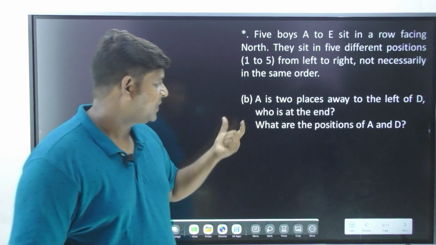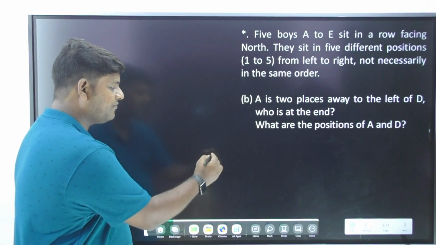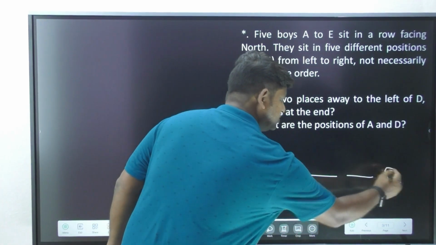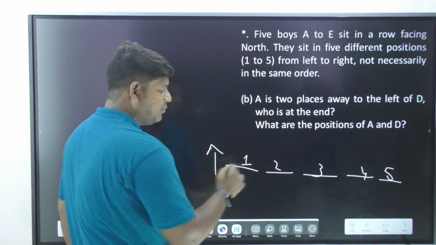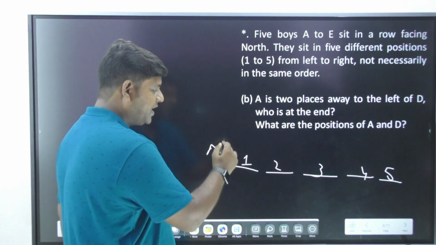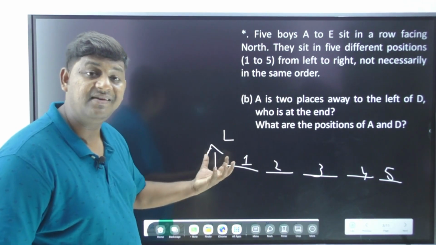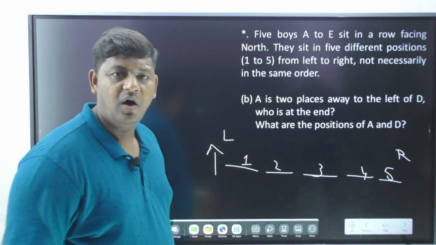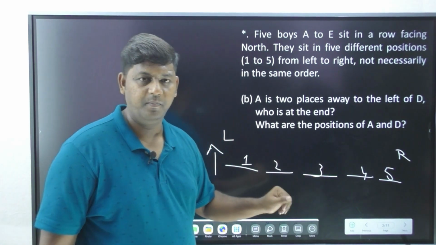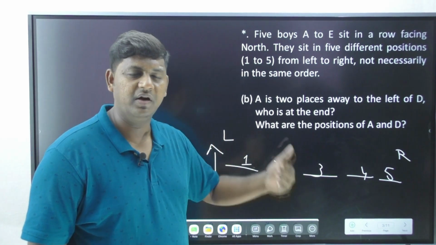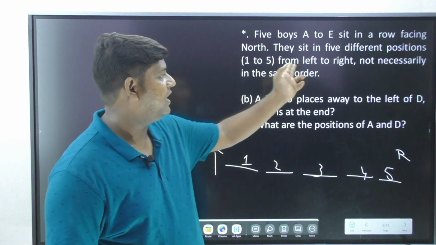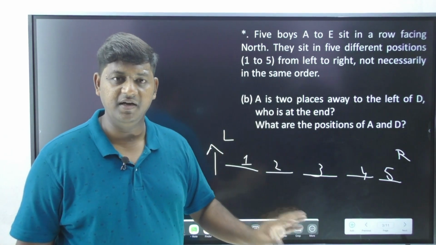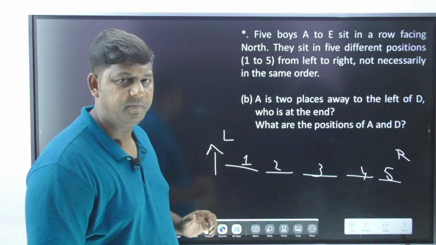Let us see here. Point number B. Again, there are 5 persons: 1, 2, 3, 4, 5. So, I am going to confirm position number 1 as my left end, or I can say west end, and position number 5 is my right end, or I can also say east end, because your examiner now got upgraded. Instead of giving you left to right, he is also giving you west end and east end. So please understand that information as well.